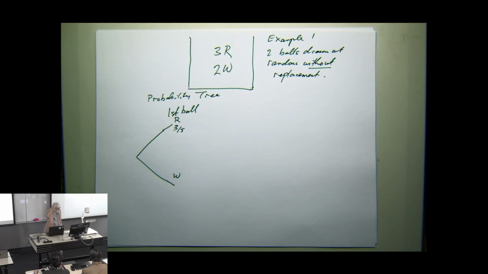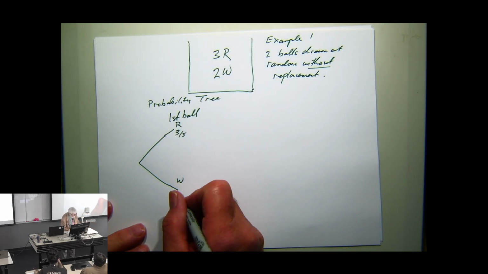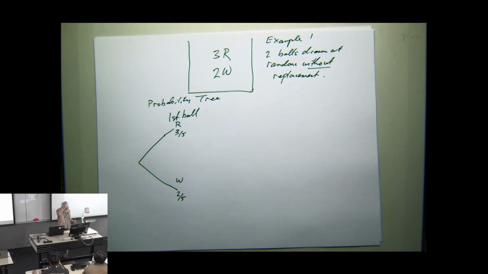And so the probability of getting a white, give me a probability of getting a white. 2 out of 5. You say, that was easy. Now, I could add to my notation a little bit, but I'm going to start with this, okay? So we went this way.